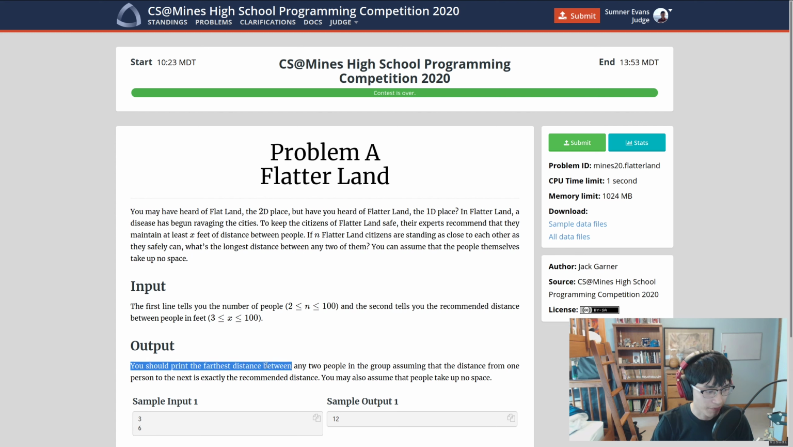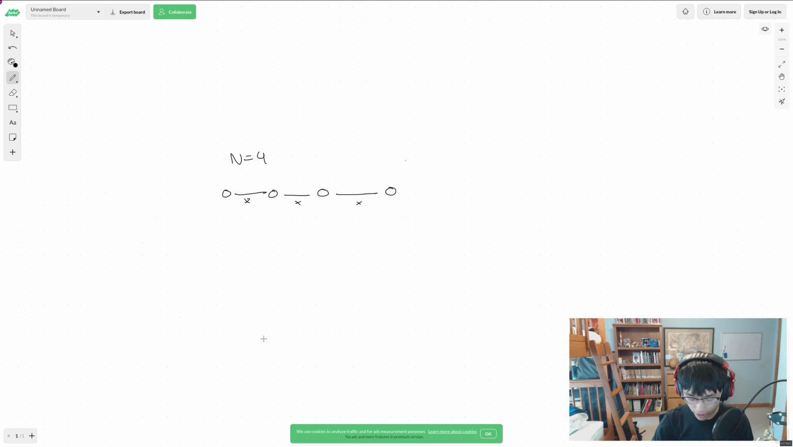And it says you should output the farthest distance between any two people in the group, assuming the distance from one person to the next is exactly the recommended distance, x, and that people take up no space. So going back to here, the maximum distance is going to be between these two people here. And as you can see, the distance, assuming each one of these people takes up 0 space, is just going to be 3x. Now, my drawing isn't very good, but this is the idea.